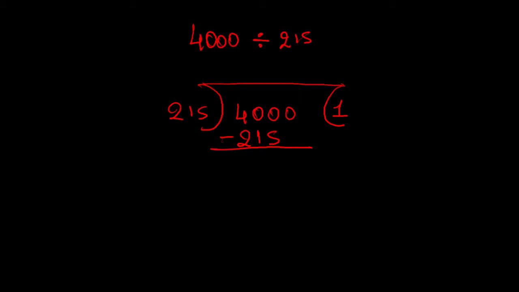Now 0 minus 5 is not possible. Again we can't borrow with 0 only. So we will borrow with 4. So 4 will become 3 and 0 will become 10. And then it will again become 9 and this will become 10. So 10 minus 5 is 5 and 9 minus 1 is 8 and 3 minus 2 is 1. So we will get 185. But 185 is lesser than 215. So we will bring 1 0 down. Now the nearest value which we can take is 215 into 8. So 215 into 8 we should do here.